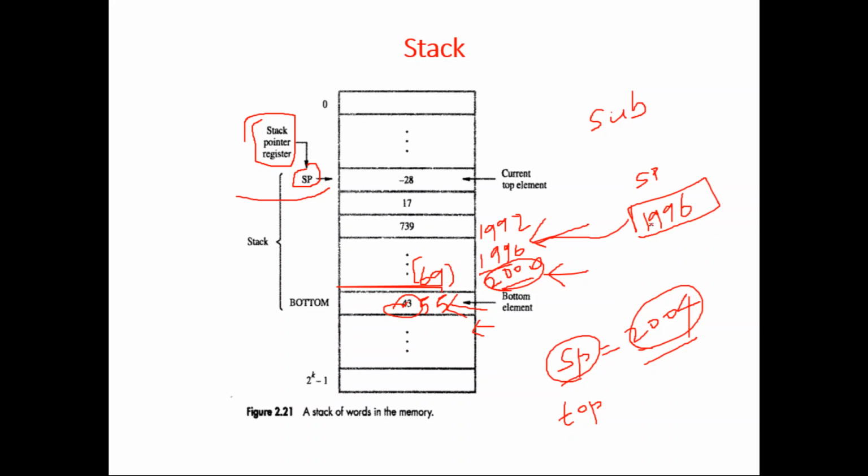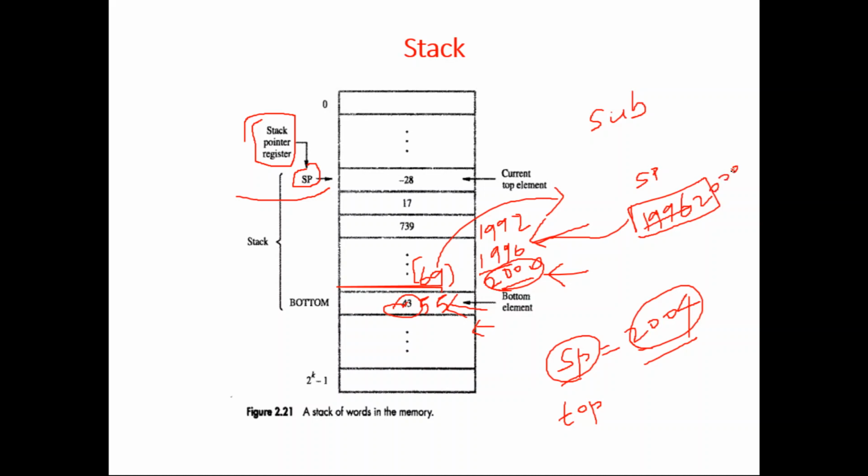So when you say pop, the location pointed to by SP, that is 1996, what does that location contain? 69. So 69 will be moved out of the stack. After that you increment SP. Now when you increment SP, SP will hold 2000.